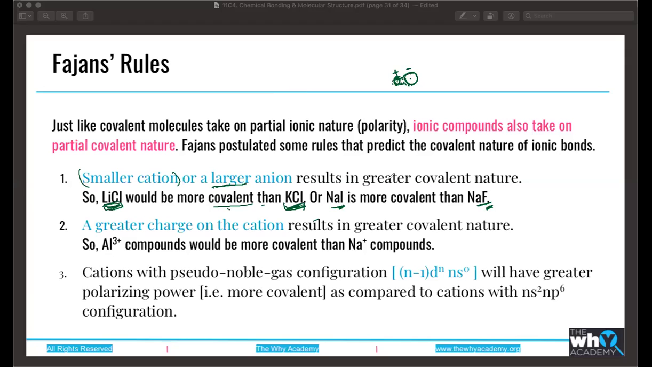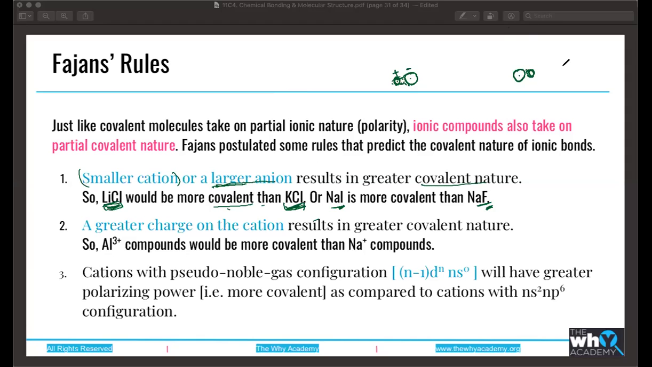And the reverse is the case with the anions. If you have a smaller anion and a larger cation, the larger cation will not have enough force to attract the electron cloud towards itself. A smaller anion is going to hold on to its electron cloud tightly, it won't be able to let go of it easily, which is why a larger anion results in a greater covalent nature.